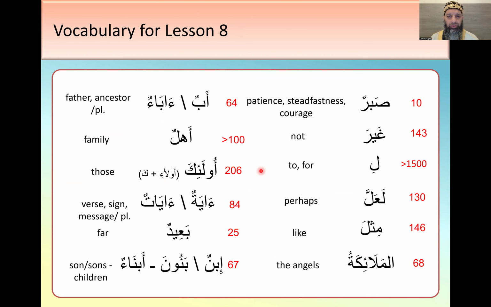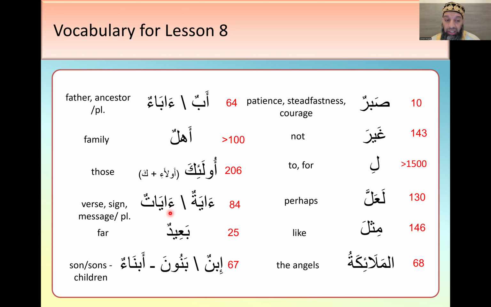And we have these words now to quickly go over. Abun, aba'un. So abun is singular, aba'un is plural. Father, ancestor, 64. Ahlun is family, over 100 times. Ula'ika, just remember it means those. It's ula'i plus ka. It just means those. 206. Comes a lot, yeah?